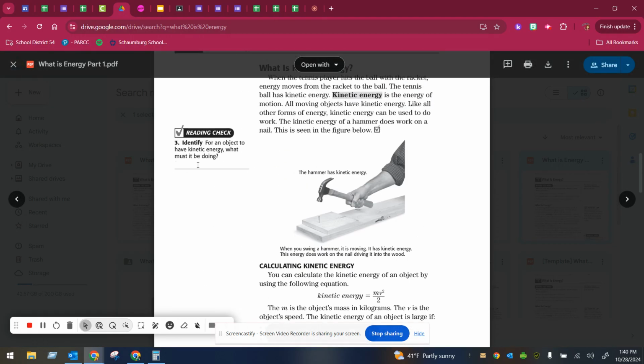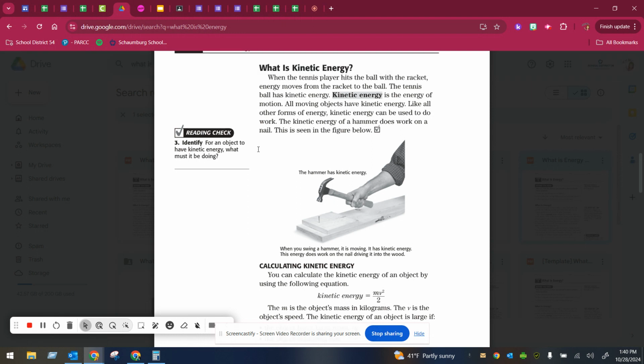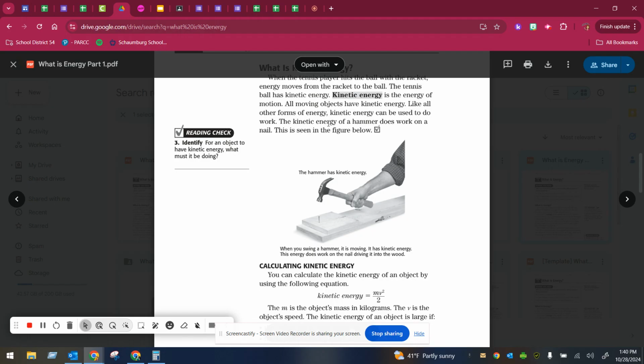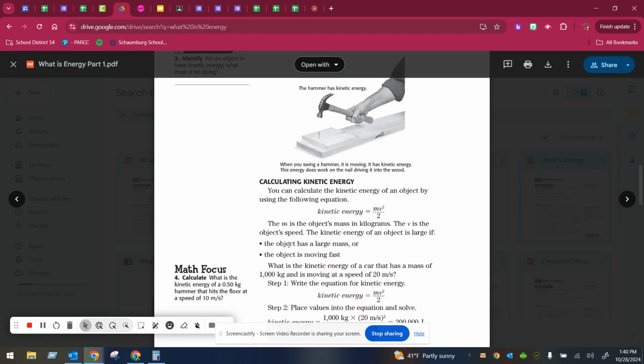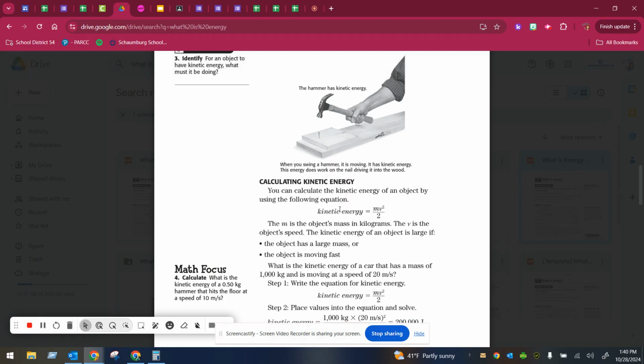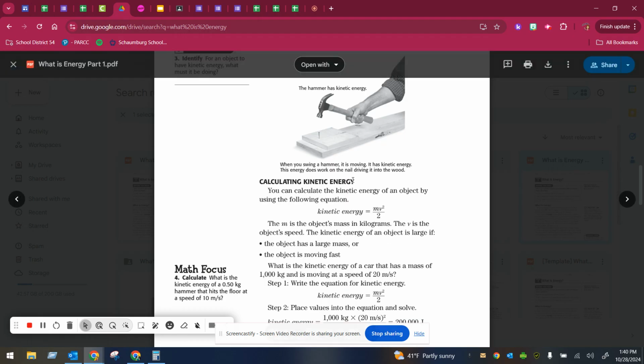Question number 3 says, for an object to have kinetic energy, what must it be doing? So again, you need to make sure to go back into the reading to find the answers for questions 3 and 4. In addition to 3 or more annotations written in the margins.